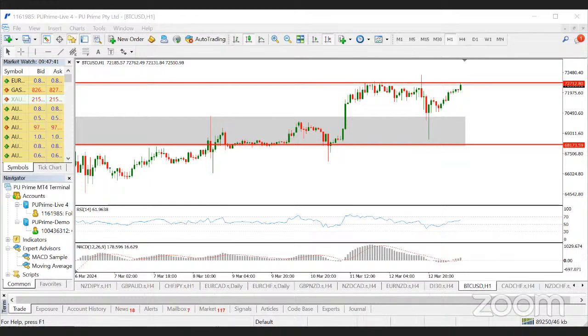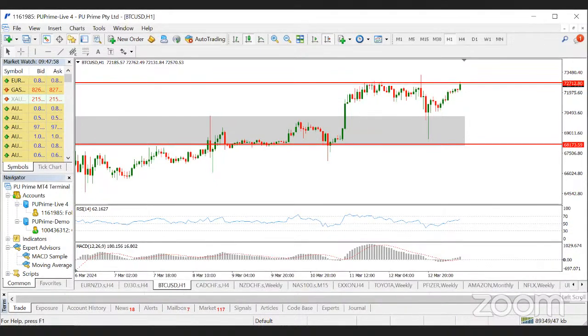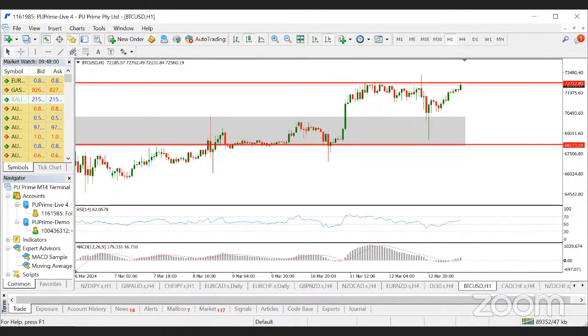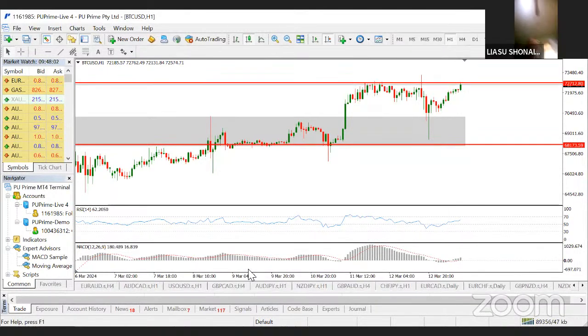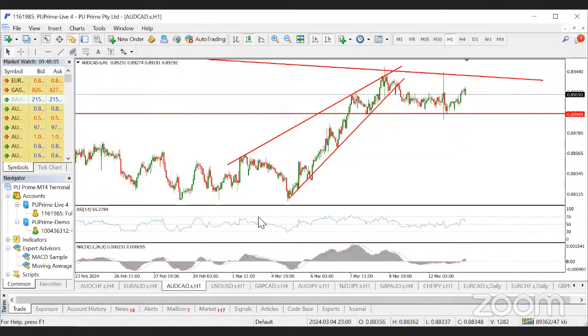Please, sir, Ola Solomon, I need more light on AUD card. Okay, we're rounding up now. I'll just take this one and maybe one other request, and we should end the analysis. AUD card, let's go there. Okay, so this is AUD card.